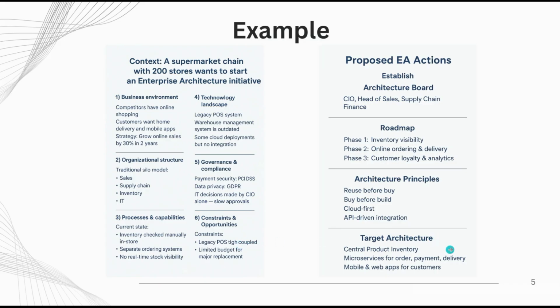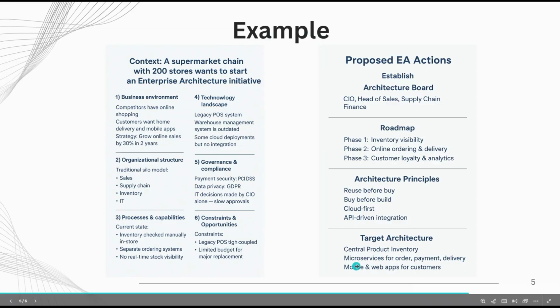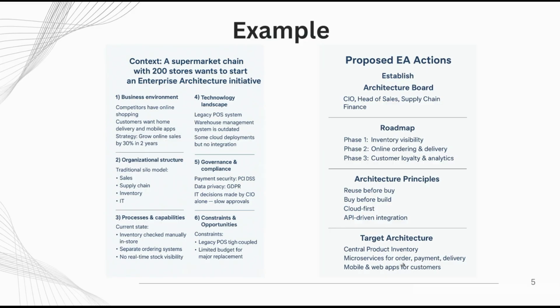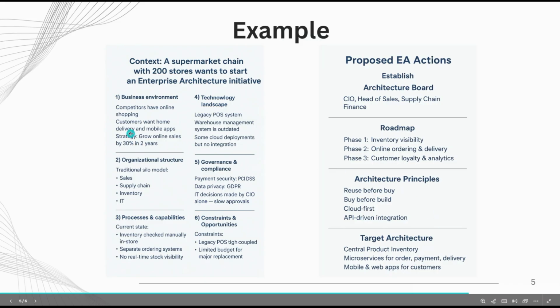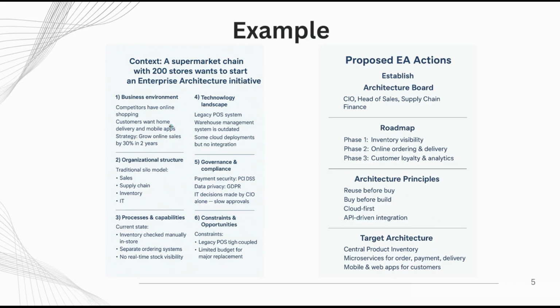And then the target architecture, what we are going to achieve at the end of the architecture work, would be a central product inventory so that visibility will be high, and microservices for order, payment, and delivery, so that there is no tight coupling. And we will have mobile and web apps for customers so that customers can sit at home and order, and then get whatever they want. So this is the example of the preliminary phase. I hope the idea of a preliminary phase and what it wants to achieve is clear.